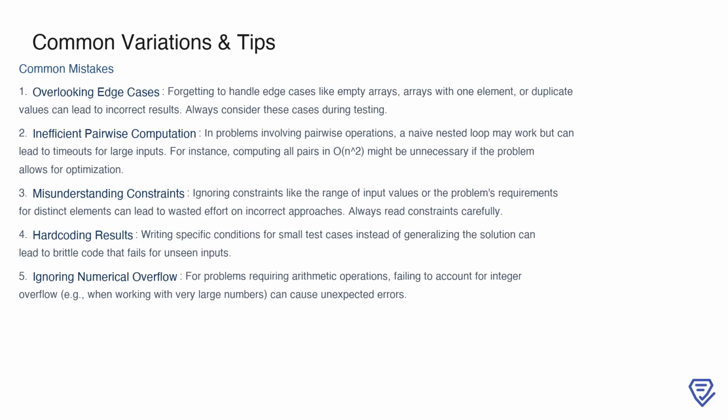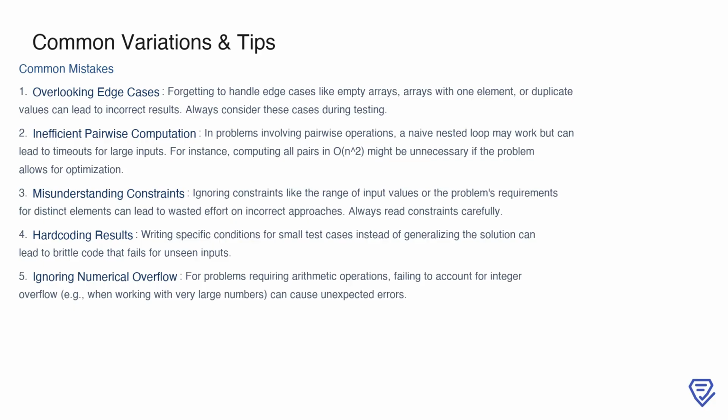When working on problems like this, there are several common mistakes to watch out for. First, overlooking edge cases can lead to incorrect results. For example, edge cases might involve empty arrays, arrays with just one element, or arrays with duplicate values. These scenarios can behave differently than expected, so it's important to account for them during testing.